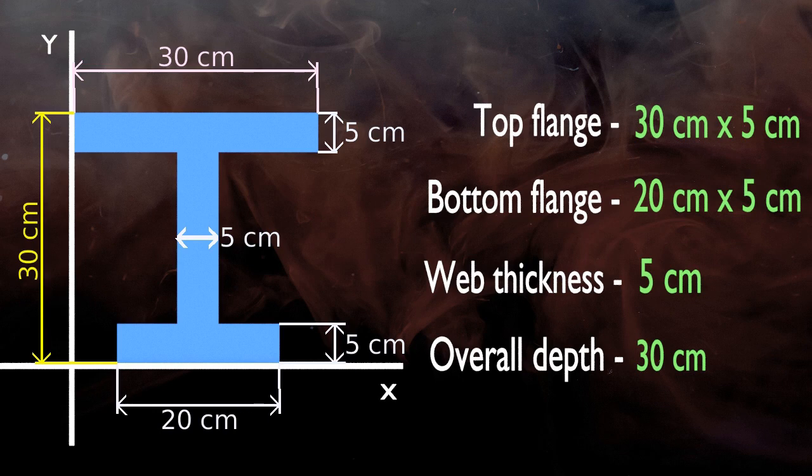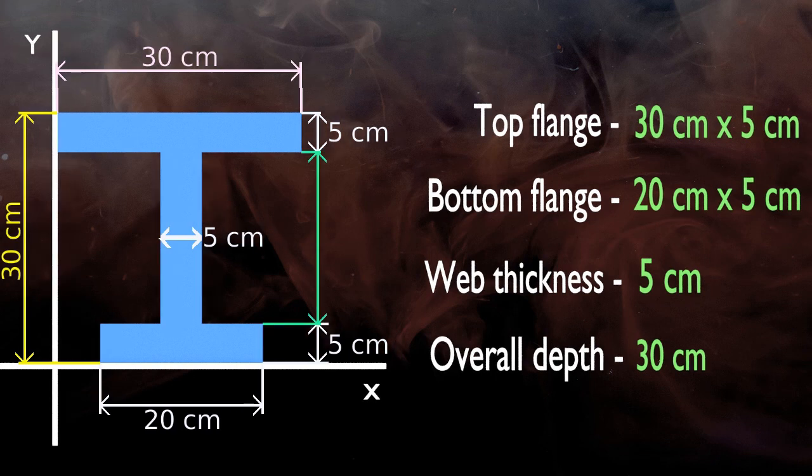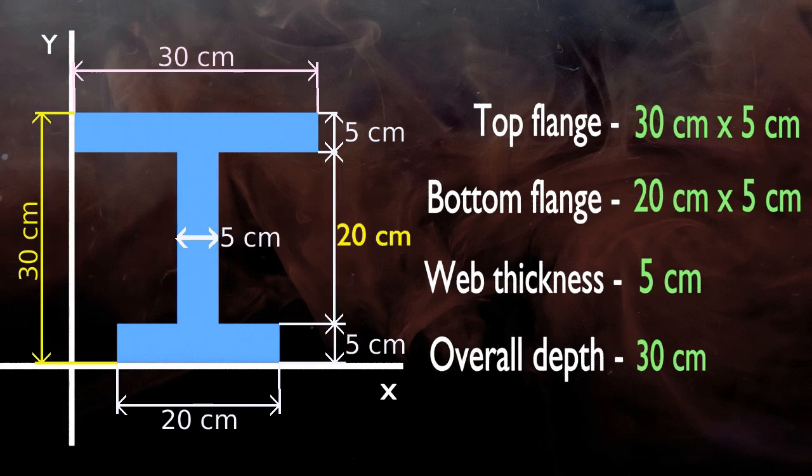Now check for any missing data of width or height. Here only one dimension is missing and that is the height of the web. We can find it out by subtracting upper and lower flange height from overall depth. That is, overall depth of 30 cm minus 5 cm of top flange minus 5 cm of bottom flange equals 20 cm.